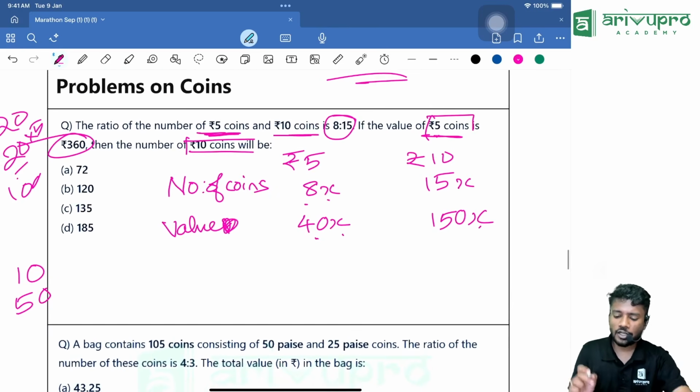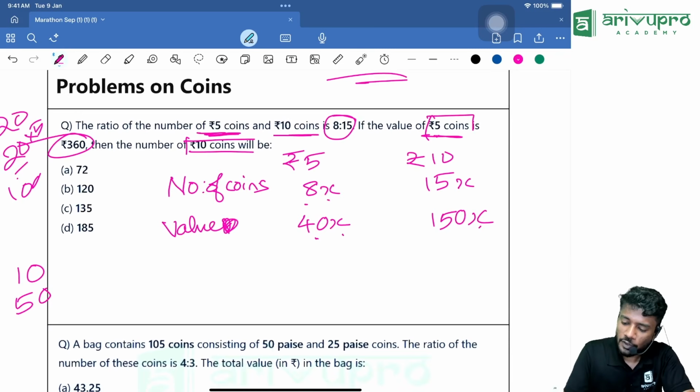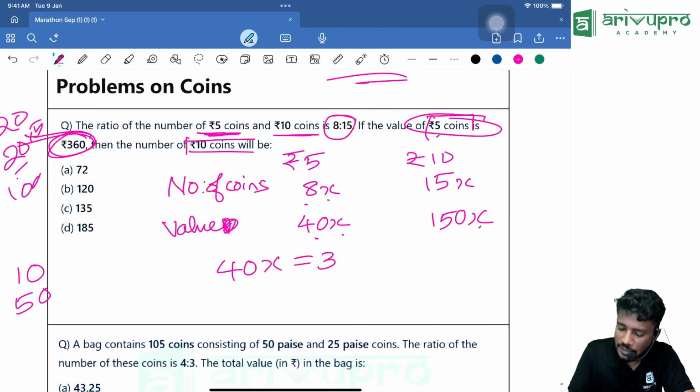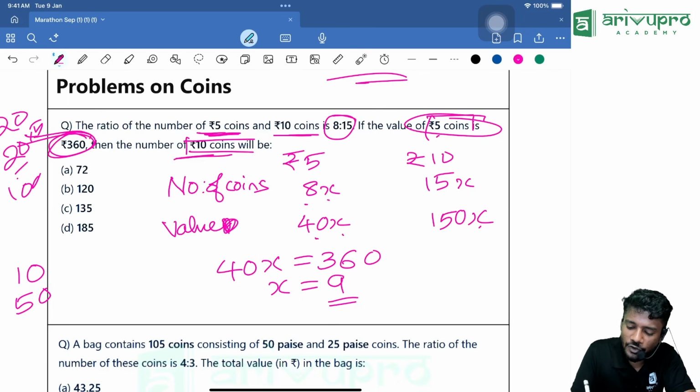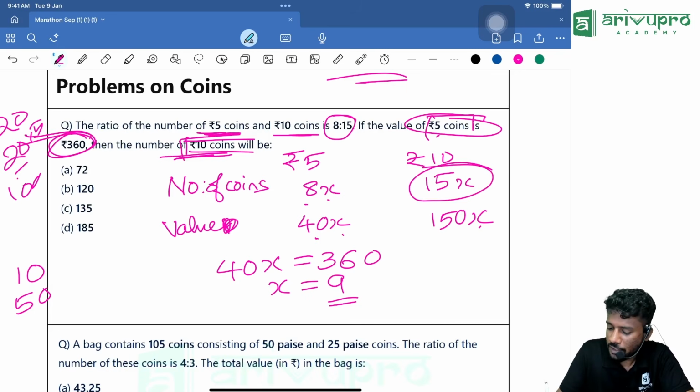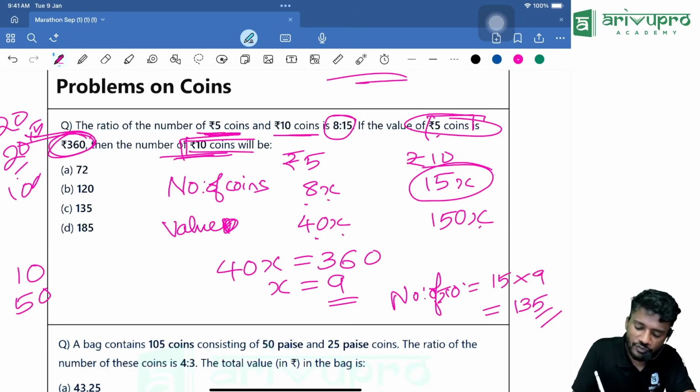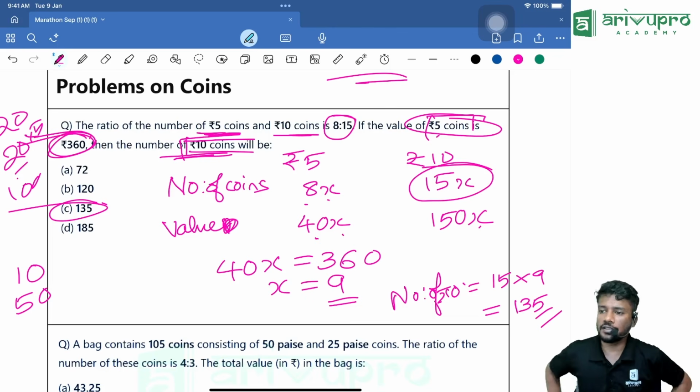Now, according to the question, the value of the 5 rupee coins is 360. So 40x is equal to 360, and x is equal to 9. Then they are asking for the number of 10 rupee coins. The number of 10 rupee coins is 15 into x, that is 15 into 9, which is 135. Option C is your answer. Got it? Understood?